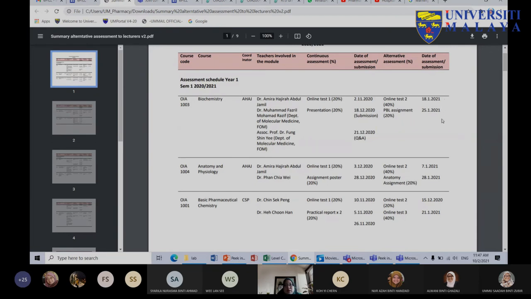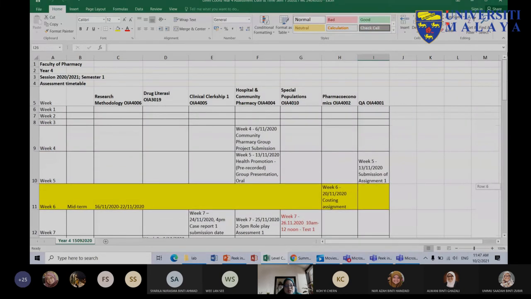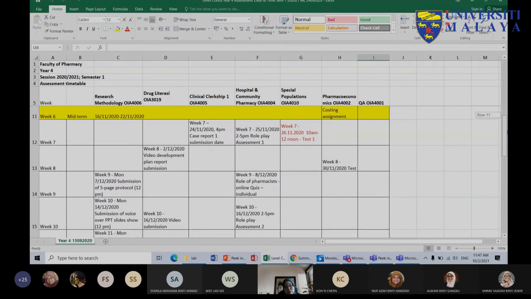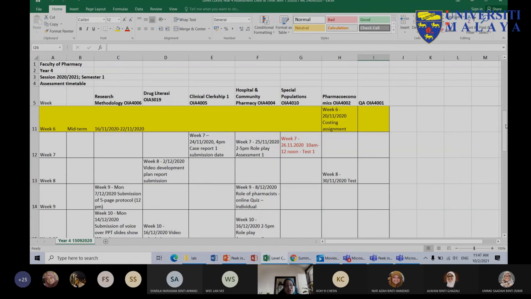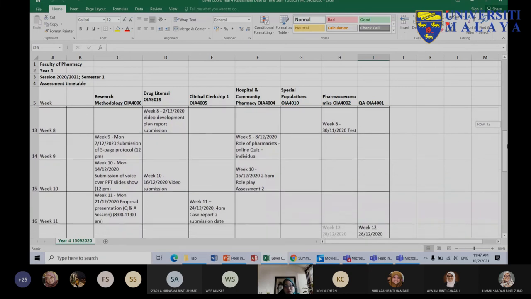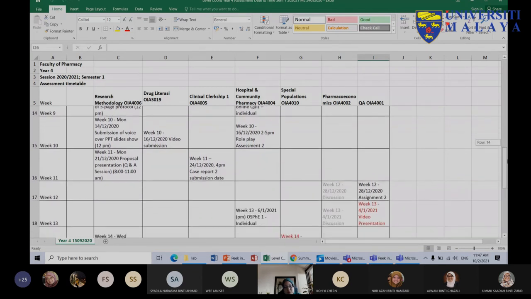Because of this scheduling, we know the students do not have too much at once. Each week there will be at least two tests or two assessments and one submission of assignments or reports and things like that. If there are more than, let's say, three tests, then we shift the tests so that the students would not get too stressed out or worn out. We can only do this with our faculty courses.